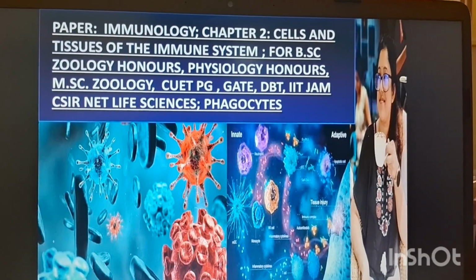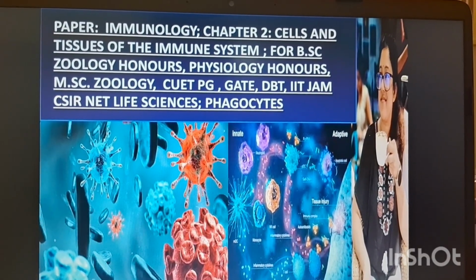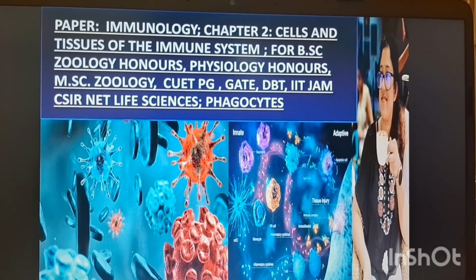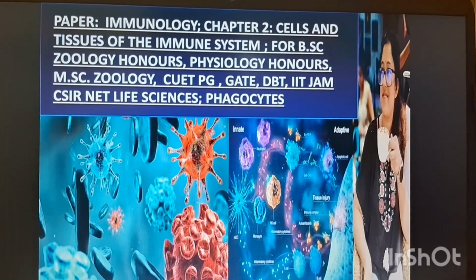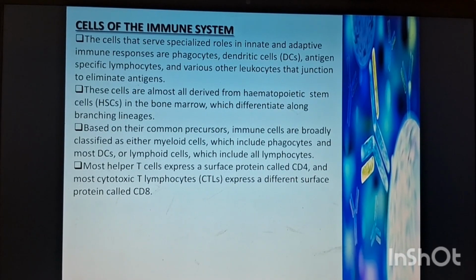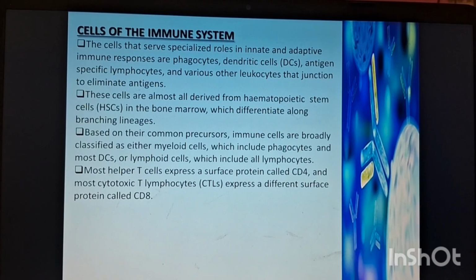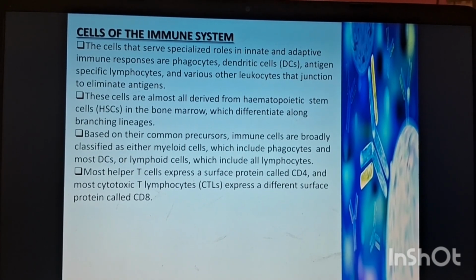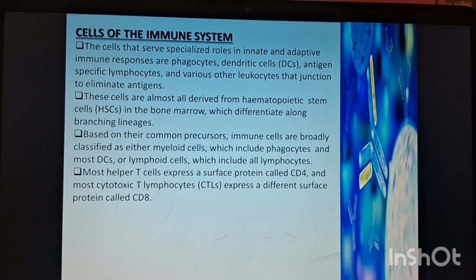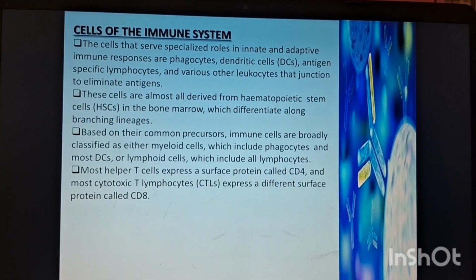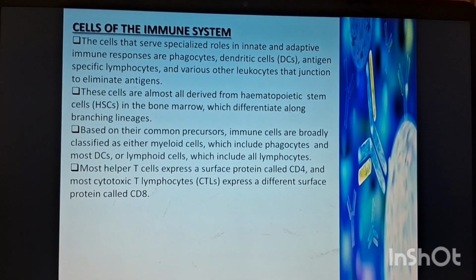Paper Immunology, Chapter 2, Cells and Tissues of the Immune System, and today I will discuss the phagocytes. Cells of the immune system: the cells that serve specialized roles in innate and adaptive immune responses are called phagocytes, dendritic cells and antigen-specific lymphocytes, and various other leukocytes that function to eliminate antigens.